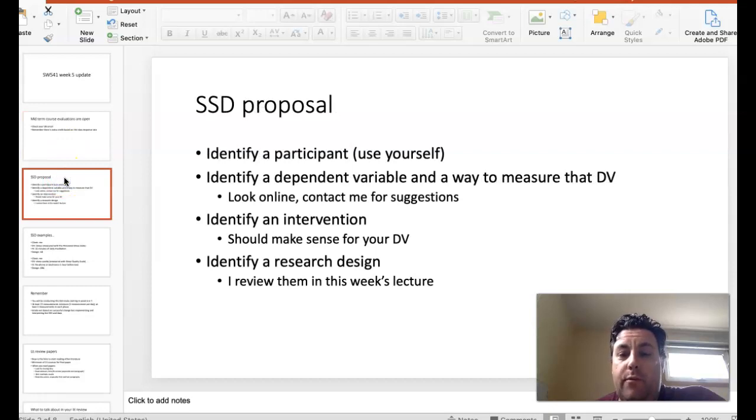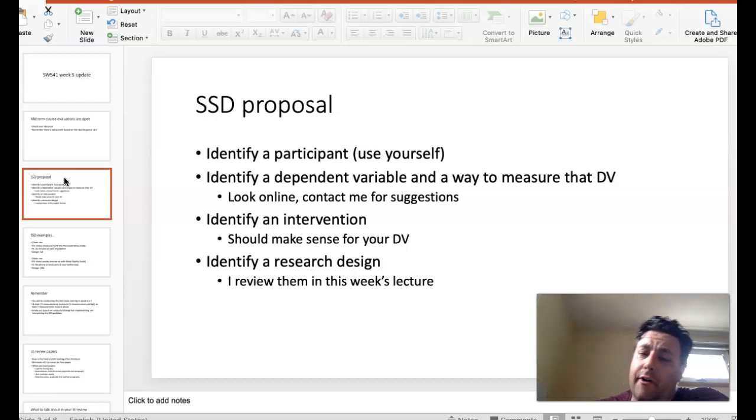So this week we're talking about single system designs, and the assignment due is the single system design proposal. It doesn't have to be any longer than a paragraph, 2 paragraphs, that kind of thing. This is really just to make sure you're setting up a good, feasible project. So identify a participant, and I would use yourself. This is an exercise. We wouldn't ordinarily do that, but since this is an exercise, it's okay to use yourself.